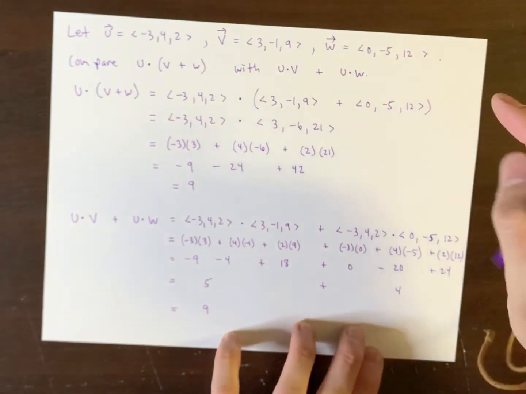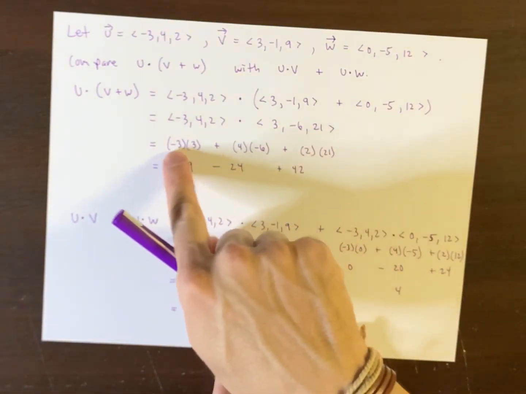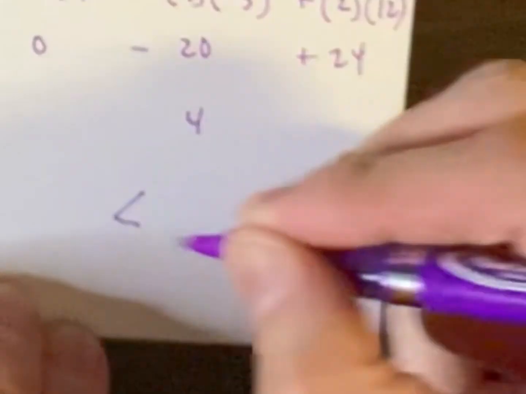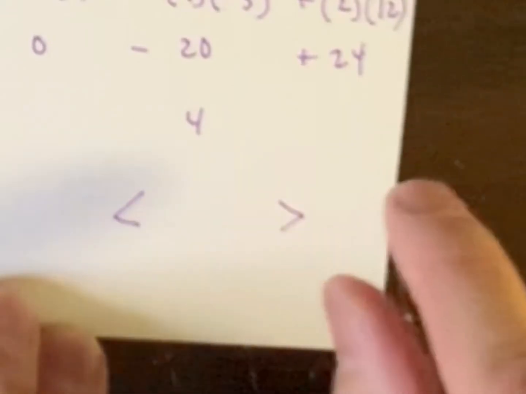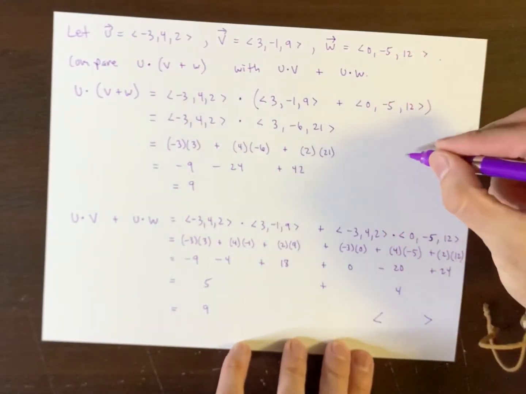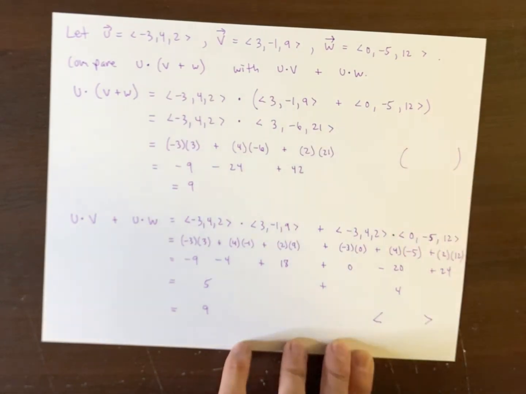Also, note the parentheses versus the vector notation, right? When you see this symbol, that is the symbol that we use for the components of a vector, as opposed to parentheses, which are a different application.